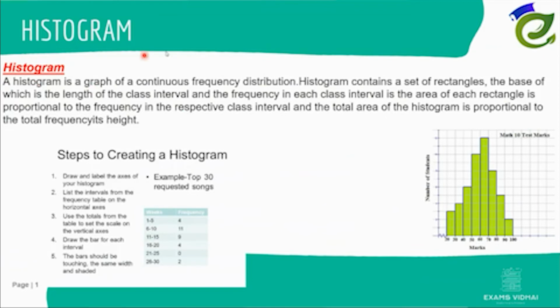Histogram. So histogram and frequency polygon come under the examples for grouped data. They are the representations of grouped data. A histogram is a graph of a continuous frequency distribution. A histogram contains a set of rectangles, the base of which is the length of the class interval, and the area of each rectangle is proportional to the frequency in the respective class interval. The total area of the histogram is proportional to the total frequency.